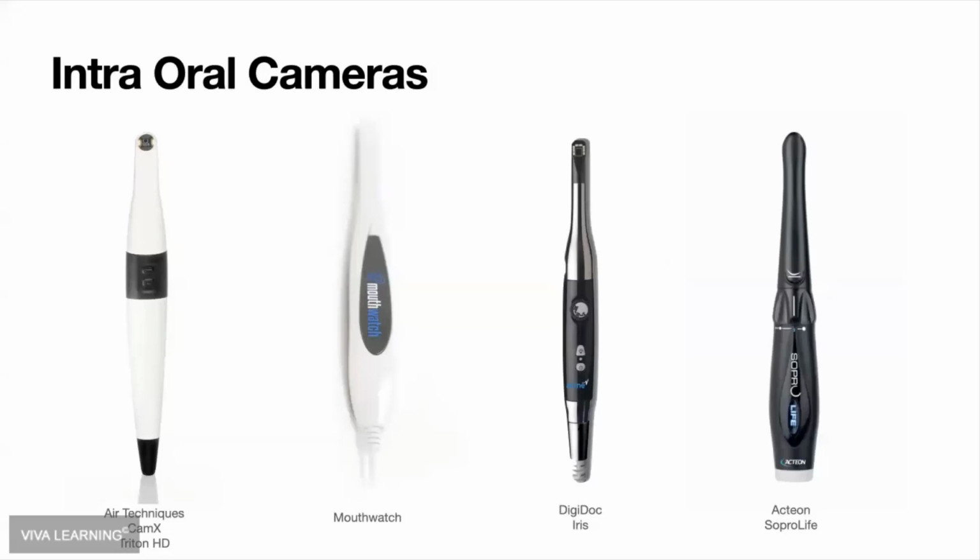Air Techniques has their Camex Triton HD. You've got a MouthWatch, a DigiDoc Iris, an Acteon SoPro Life. Some of these come with built-in caries detection. Some of them have add-ons. But I always say, one of the things that I definitely have to have in my office is an intraoral camera, because it just does so many things for us. It's the initial part of looking and then documenting for the patient, and all of these things come together.